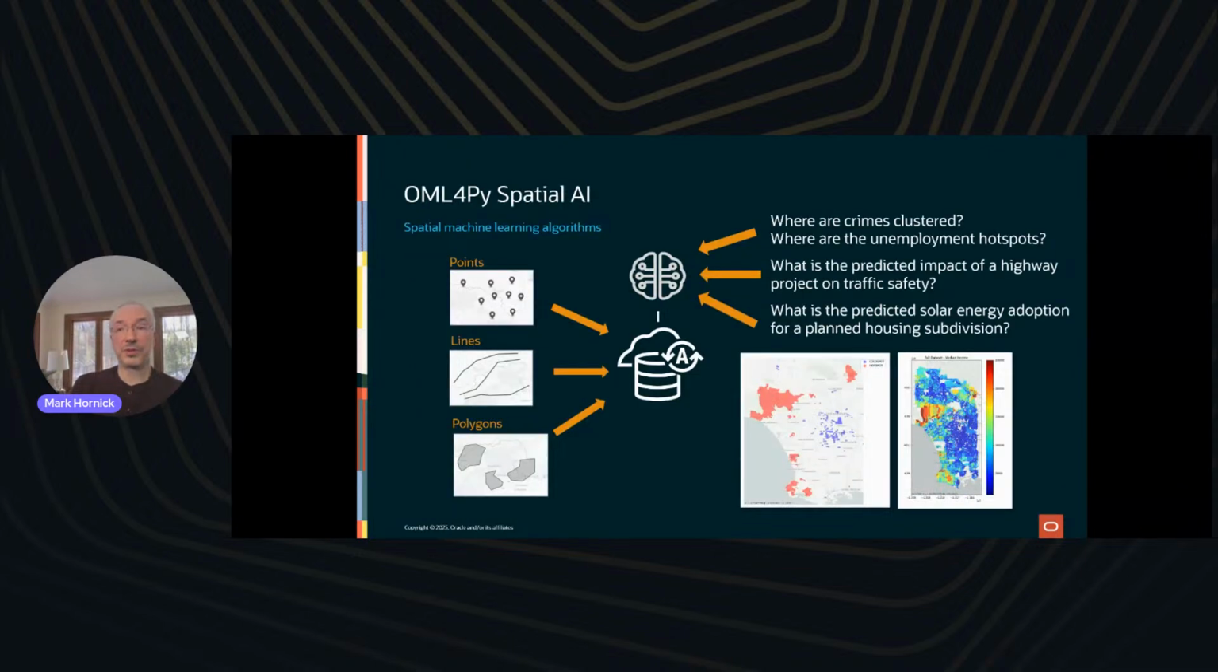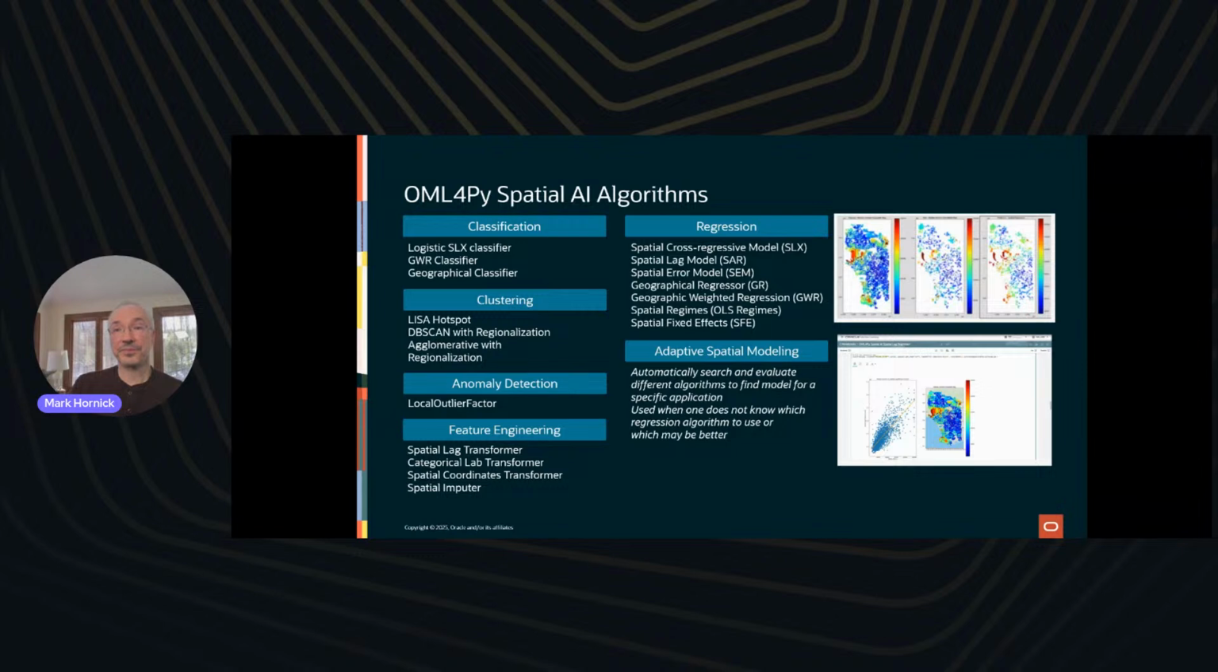Now, also available through OML notebooks are the OML4Py spatial AI ML algorithms. In addition to traditional spatial analytics, you may want to use such data to identify maybe where crimes are clustered in an area or unemployment hotspots. As you see, some impressive visualizations are possible with the results. Now, spatial AI has a variety of machine learning techniques and corresponding algorithms to work with spatial data directly in your database. And there are some template example notebooks that you can browse to understand more about the specifics of using this API.